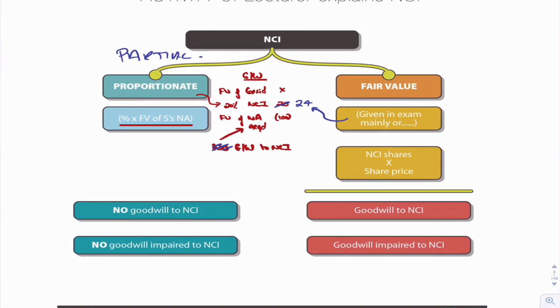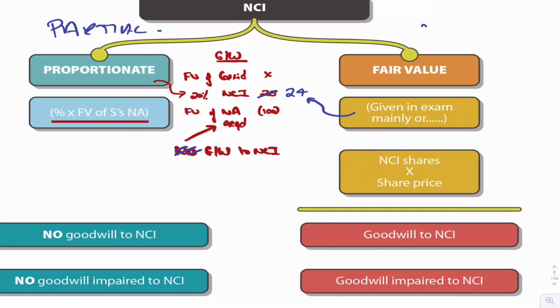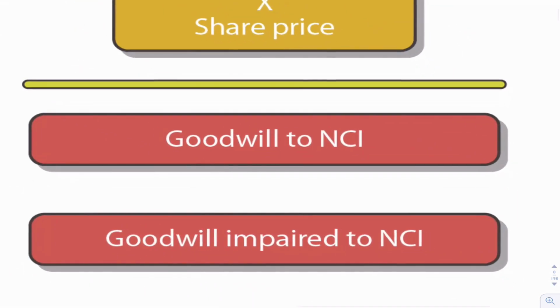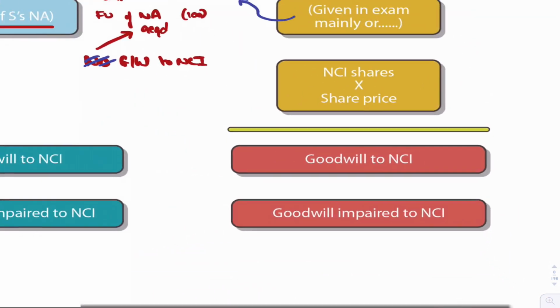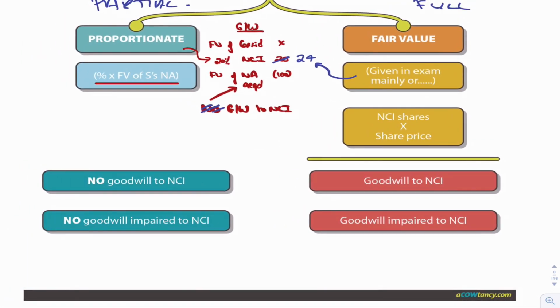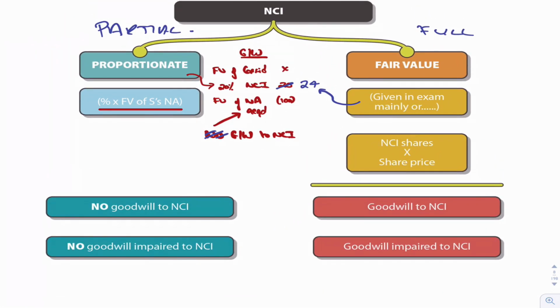But when you do the fair value method, also known as the full goodwill method, full because goodwill becomes not only that of the holding company, but also that belonging to the NCI. So goodwill to the NCI and also goodwill impaired to the NCI. Okay, that's what you need to know about NCI.